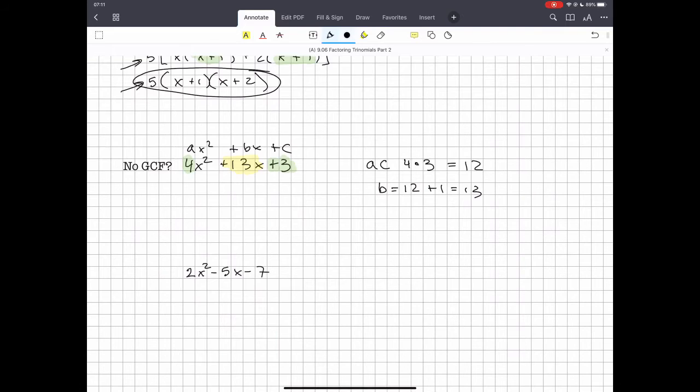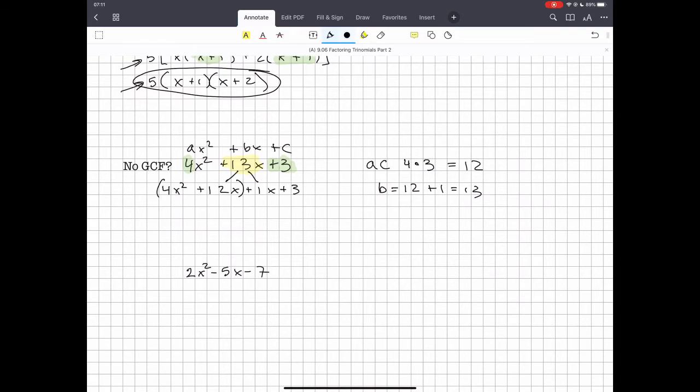So now that I've got that, I can break this problem down into 4x squared plus 12x plus my 1x plus 3. So really, it's the same thing we've been doing all along, except to figure out that middle part, we had to do 4 times 3, or a times c. And now we treat this like any other problem.